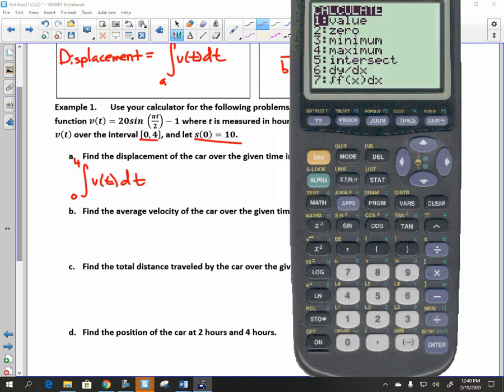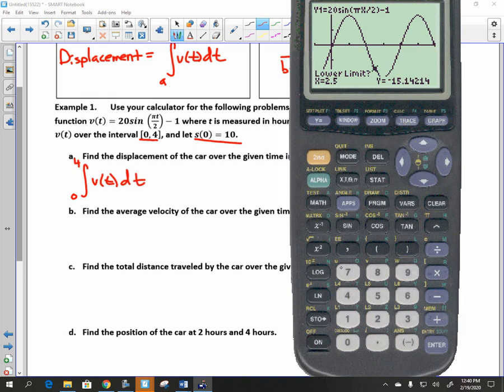Good. Second, calculate. 7, or just type 7. Now what? 0 and 4. Press enter. And there it goes to work. It's incredible to watch it. It's fun to watch it. There it goes. And what do I get? You get negative 4. You must write it accurately to 3 decimal points. You can either just drop it off after 3 decimal points, or you could round. But negative 4, that's the displacement. Okay?